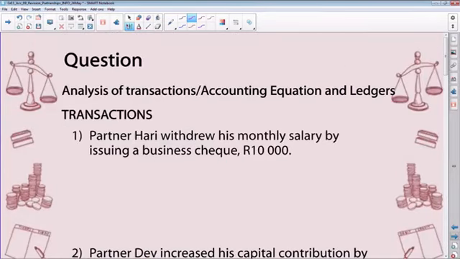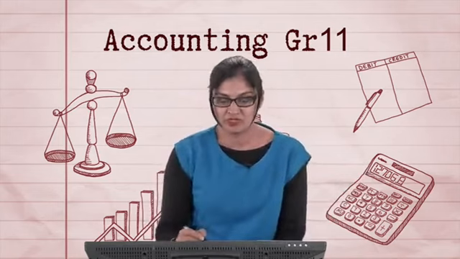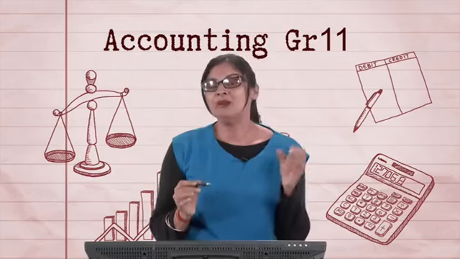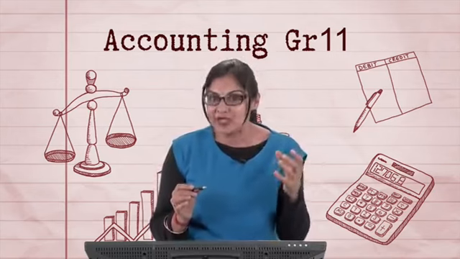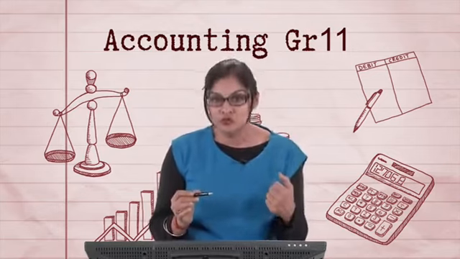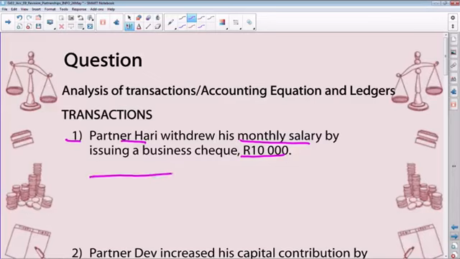Right, there's our very first transaction, transaction one. Partner Hari withdrew his monthly salary by issuing a business check for 10,000 Rand. Okay, now remember, guys, there's obviously going to be two accounts affected with every transaction. So if we read this one more time, you have a partner who is withdrawing his monthly salary by issuing a business check for 10,000 Rand. Now remember, guys, when a partner takes his monthly salary, we consider this to be drawings. The only time we allocate a salary to the partner is at the end of the financial year. So whatever he takes during the year goes into his drawings account. Okay, got that.